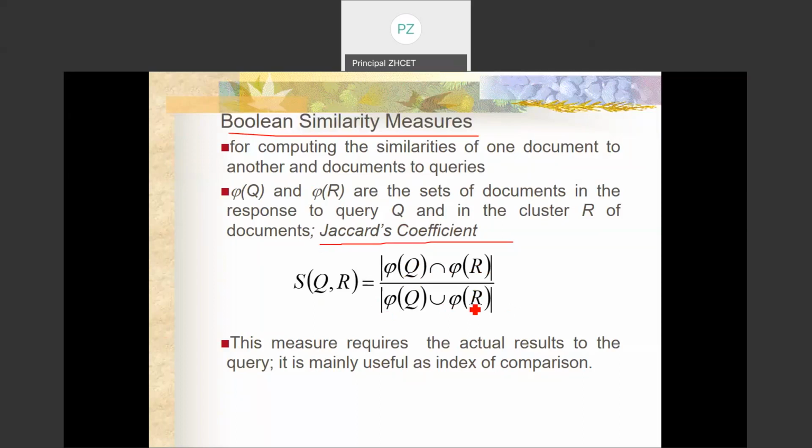However, I need not spend more time on it because this is not a very useful similarity measure. Why? Because this measure requires the actual results to the query. So it may be useful as an index of comparison, but it is not useful as a similarity measure as such, because you actually need to retrieve the documents and then count how many pertain to the query, how many pertain to the resource, find their intersection, and divide it by the number of documents in the union. So it is not of much use. It is more of theoretical interest, useful as an index of comparison.